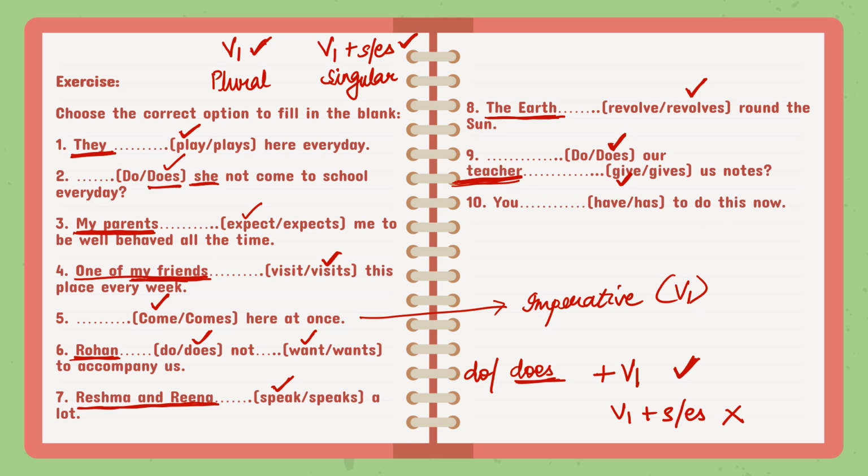Next, you dash to do this now. Have or has. We have learned that with I, we, you, and they, we use V1 form. We do not use V1 plus S or ES form. And have is V1 form, whereas has is V1 plus S or ES form of have. So our answer will be have, because with you we use only V1. So our answer will be have. You have to do this now.